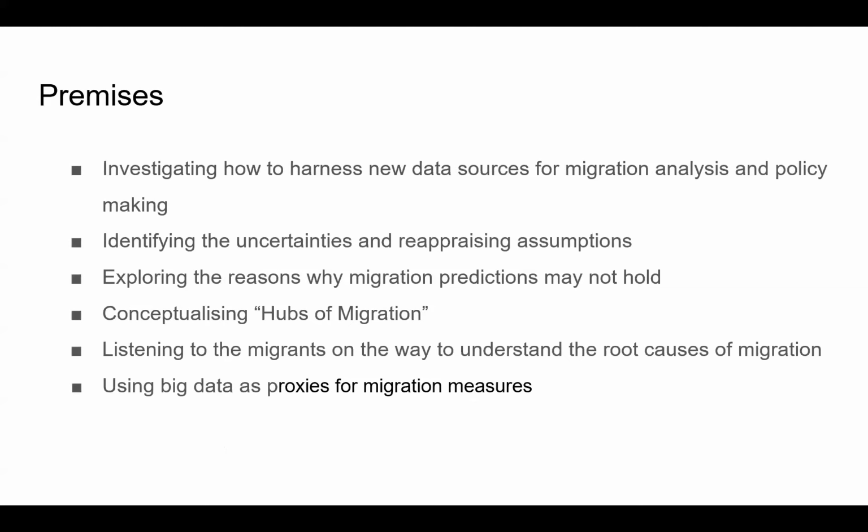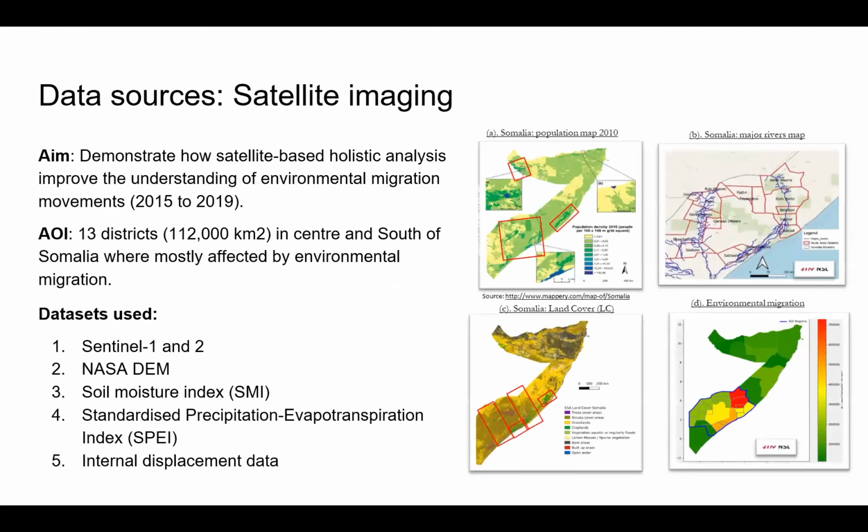Conceptualizing hubs of migration, listening to migrants on the way to understand the root causes of migration. So that part is the qualitative part of the puzzle, and using big data as proxies for migration measures. Now we have a bunch of work packages and we address a wide range of data sources, but primarily satellite data, social media data, and mobile phone data. So I will talk a little bit about each of these work packages, showing you some small results.